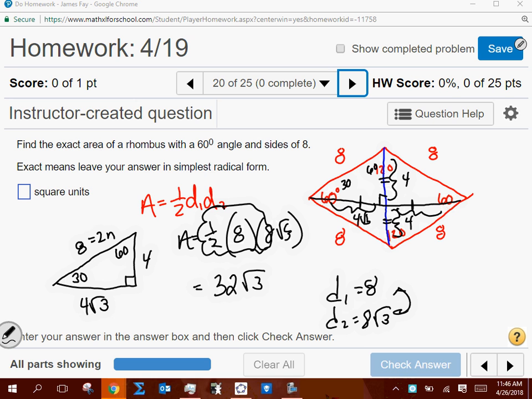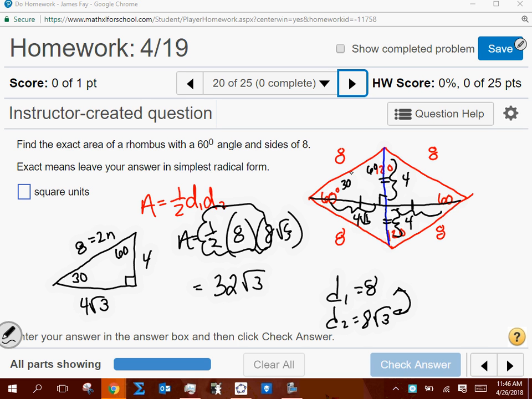I can give you the same question, but say instead of the sides being 8, I could say the perimeter is 32, right? And then you go through the exact same process for that question. Is that right? Yeah. Yep.